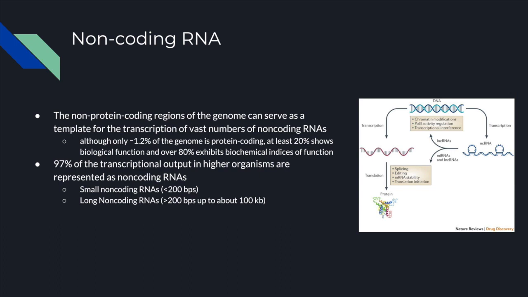Even though only about 1% of the genome is protein coding, at least 20% show biological function and over 80% exhibit biochemical indices of function. These non-protein coding regions of the genome can serve as a template for the transcription of many non-coding RNAs. In fact, 90% of transcriptional output in humans are non-coding RNAs. There are both small non-coding RNAs and long non-coding RNAs. However, most RNAs affiliated with cancer are long, between 200 base pairs to about 100 kilobases.